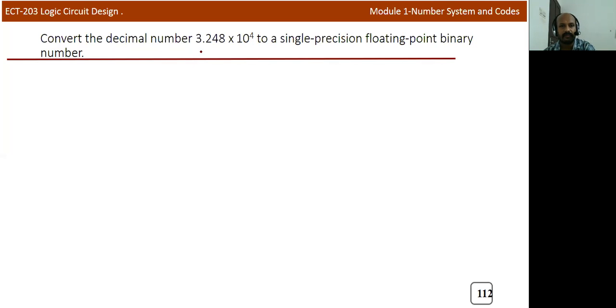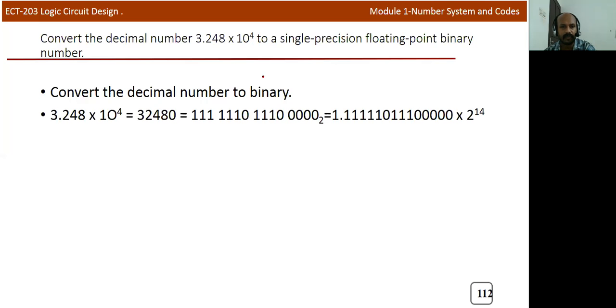We need to convert the decimal number 3.248 into 10 raised to 4 to a single precision floating point number. First we need to convert the decimal number into binary. If you write that number, it becomes 32480. If you convert that, you will get a number which is here: 4 bits, 4, 4, so 12 plus 3, 15 bits.